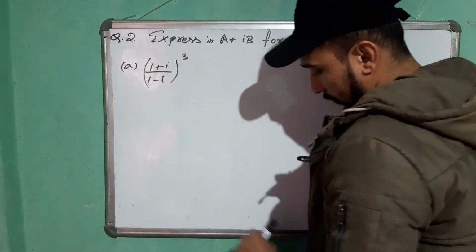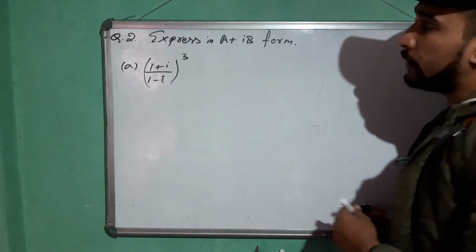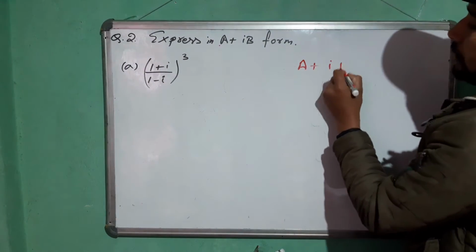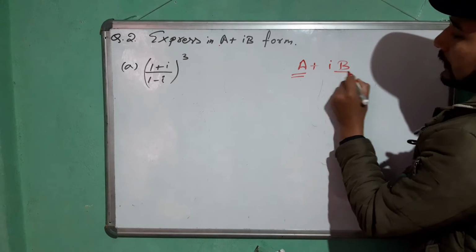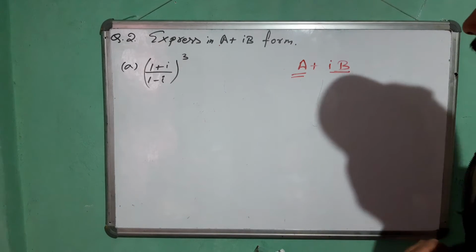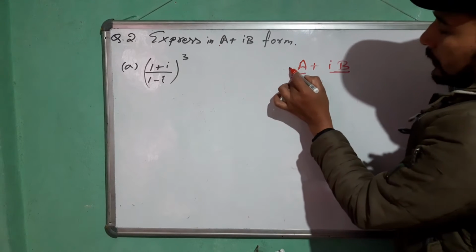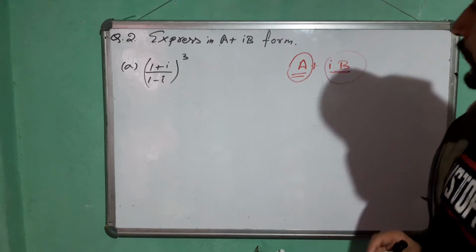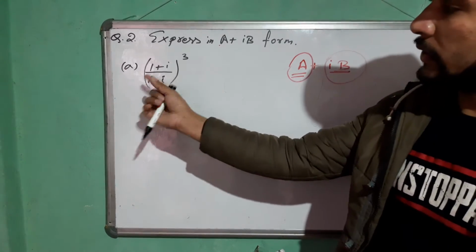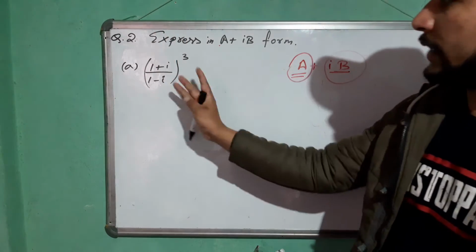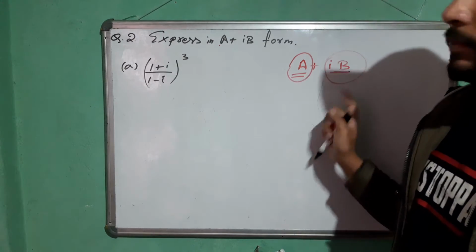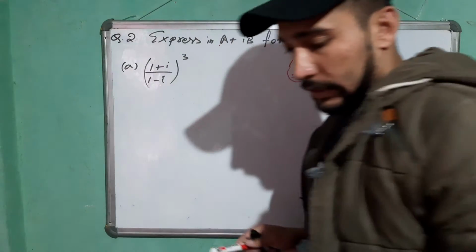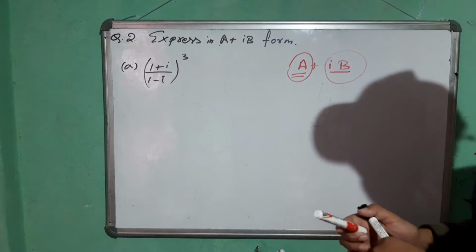So you have to express this complex number in a plus ib form. Here a plus ib means a is real part and b is complex part. You have to split real part and complex part. Okay, from this question you have to keep real part one side and the complex part another side in a plus ib form. This is a very important question. Okay, this type of question comes in your exam.